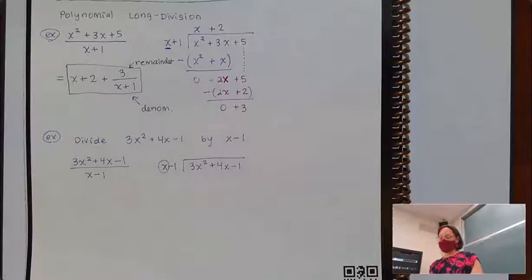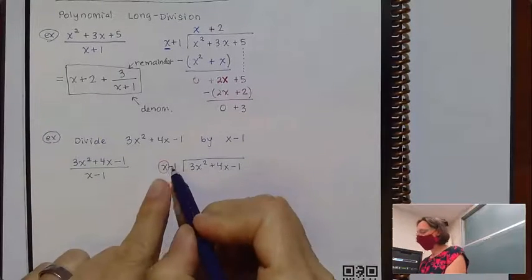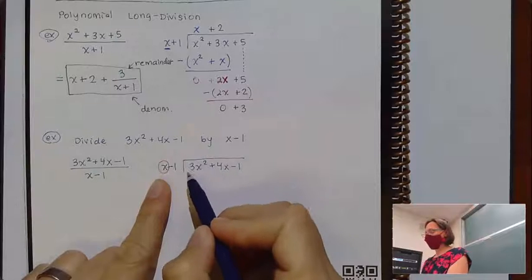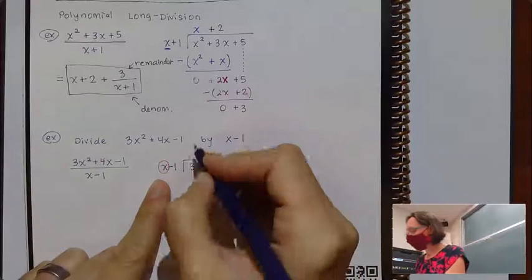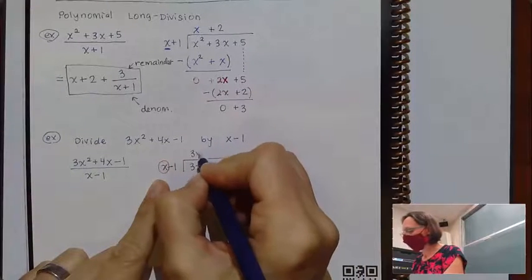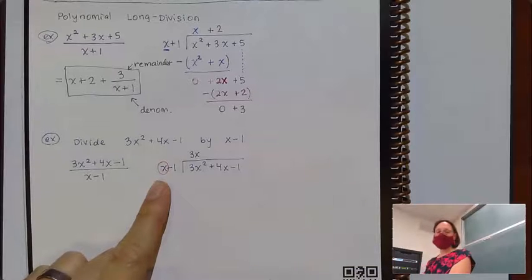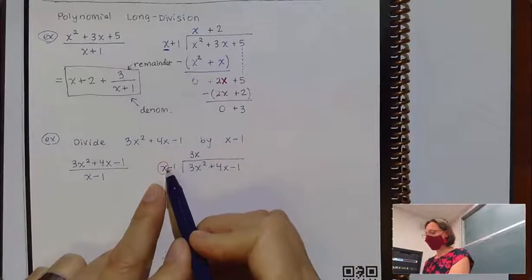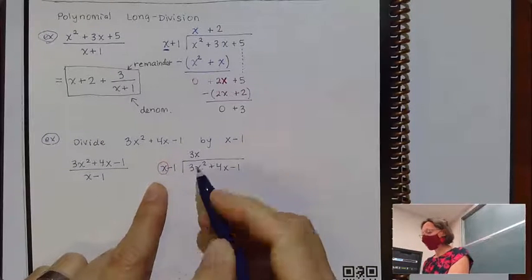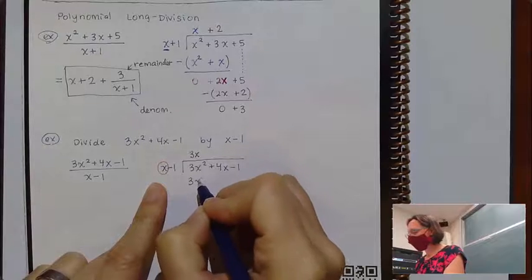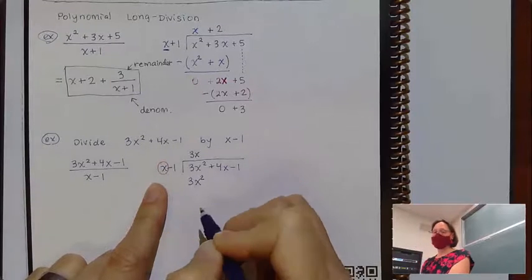So I'm going to ask myself, x times what would give me 3x squared? Well, this time it's going to have to be 3x. The objective is that when I take the 3x times x, I should get exactly what I need to make that first term cancel out.